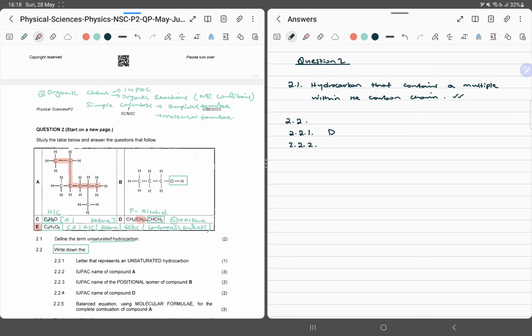Now the question says, how do we name these ones? We always have to number the carbons so that we get the shortest distance to the first branch. So if we come from this end, it's going to be 1, 2, 3. So this methyl group is on the third carbon, but if we come from this end, it's on the second. So this must be the first carbon, this must be the sixth carbon, so this is second, third, fourth, so that is the fourth carbon.